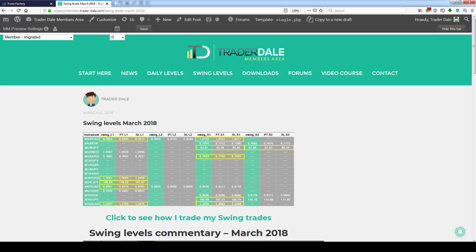So this is the swing levels I published for March 2018. As you can see, there were no new levels on the euro, so there was no trade on the euro dollar in March. So let's skip March and let's go into April.